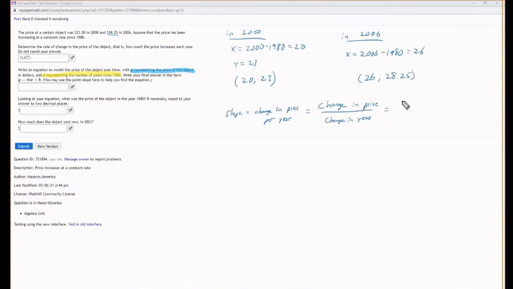Okay, so it's this same idea. I want to find the increase in price. So we take the difference of the prices, 28.25 minus 23, which gives me $5.25. And then I want to divide that by how many years we're spreading that over, right? So 26 minus 20 is 6 years. So we have a $5.25 increase in price over a 6-year span. If I divide that, I'll get the price per year, for every 1 year. So that's 0.875. Does that make sense?